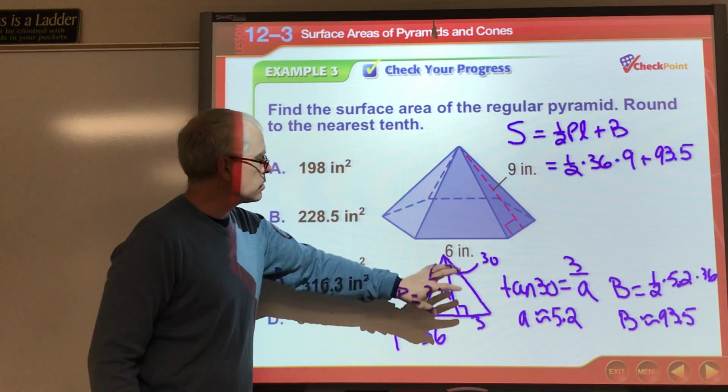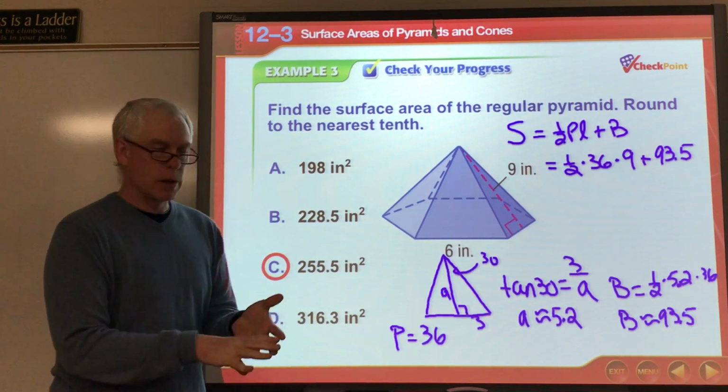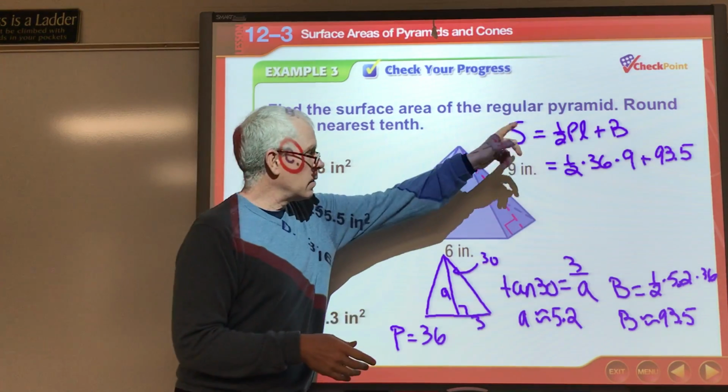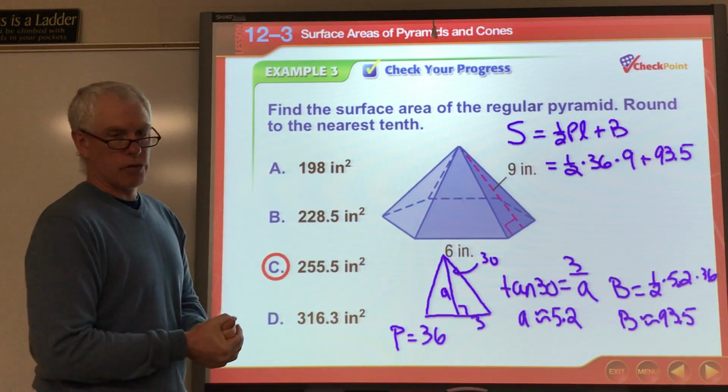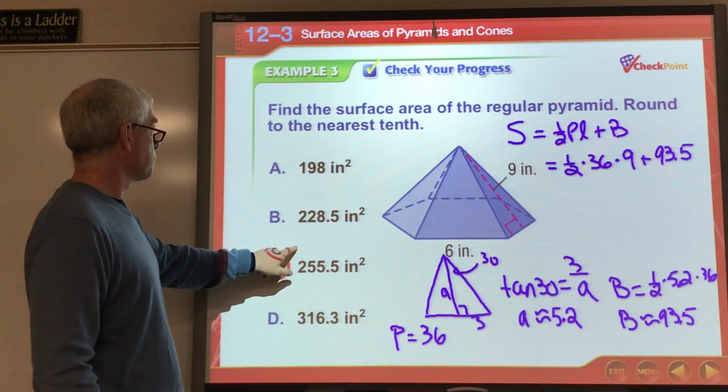Let's find the area of the base, which means I need to break it down, find the apothem and the perimeter. Let's find the perimeter of the base, the slant height, and then I can put it all back into the formula. Okay, so take your time on these.